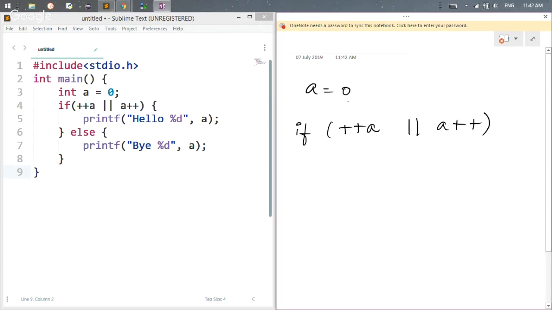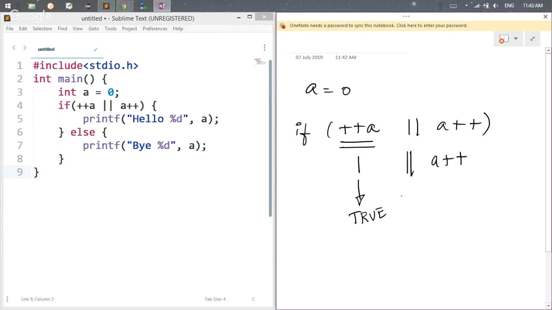Now you guys have understood what pre-increment is, right? Pre-increment means you need to increment a at that moment itself. That means a is 0. If you increment a by 1, it will become 1 at that moment itself, in plus plus a. Now this means 1 or a plus plus. Now you guys understood how the OR operator works, right? The first input is getting evaluated to true in C.